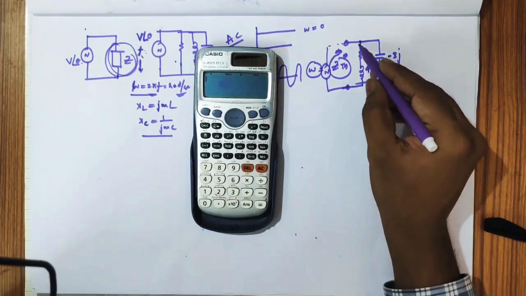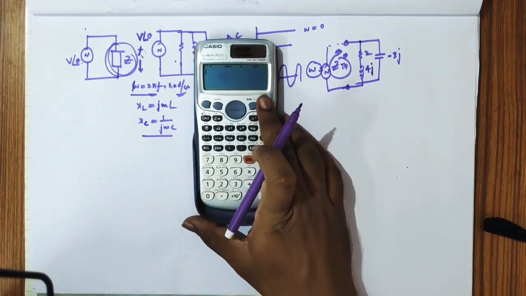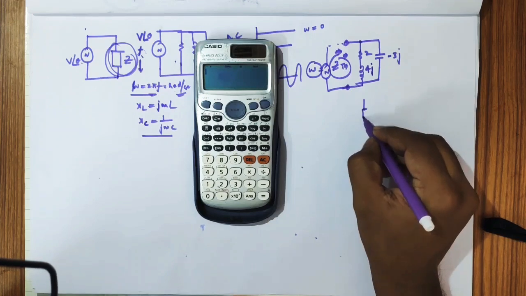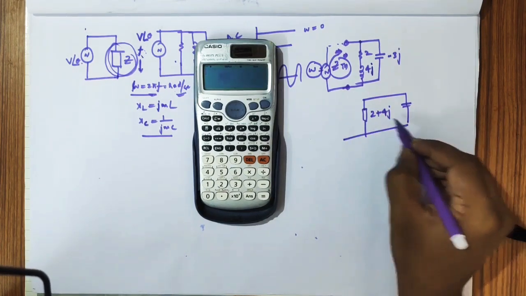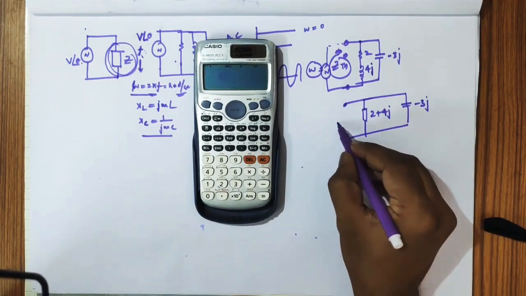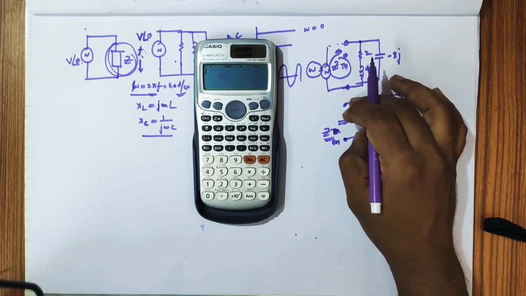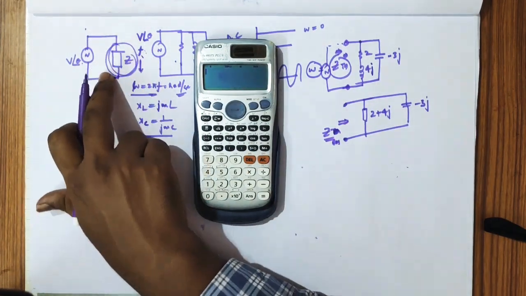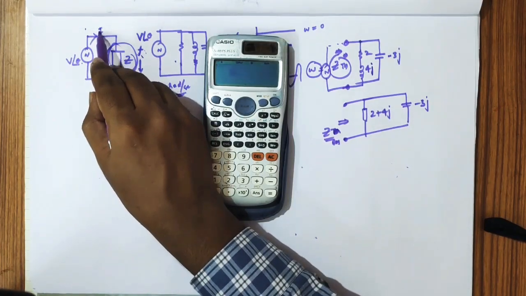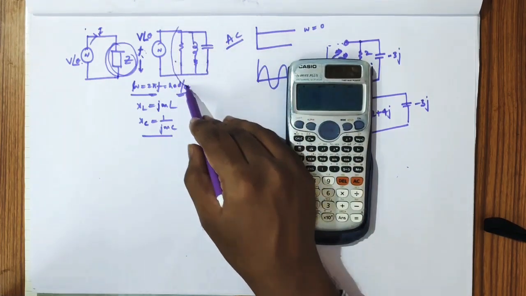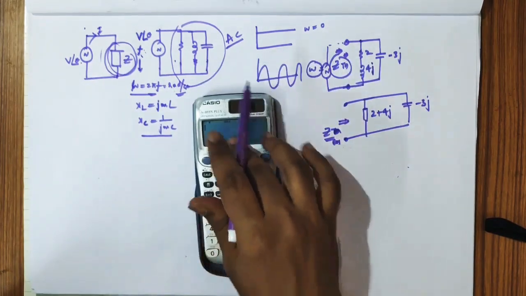Now, the resistor and inductor are in series, so first I need to add these two. You keep one box here, 2 plus 4j, in parallel with -3j. We need to find Z equivalent, the impedance seen across this terminal. What is the total impedance connected to the source to know the current developed by this source? Our agenda is to find the current developed, so we are least bothered about what elements are connected here, but most bothered about the total impedance connected to the source.